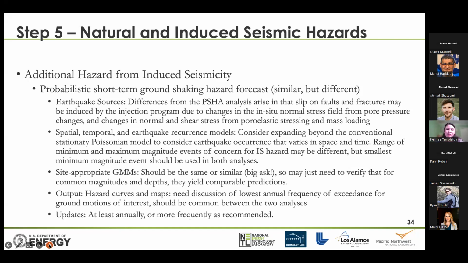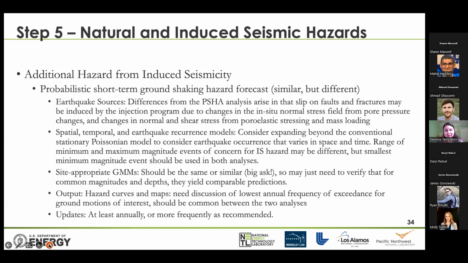And we also want to recognize that the range of the minimum and maximum magnitude events of concern for induced seismic hazard may be different, although we strongly suggest that the smallest minimum magnitude event should be the same in both analyses. So for both the tectonic and the induced seismic events.